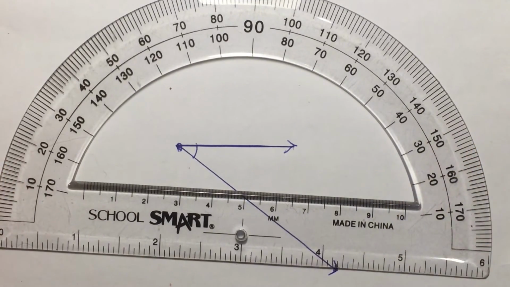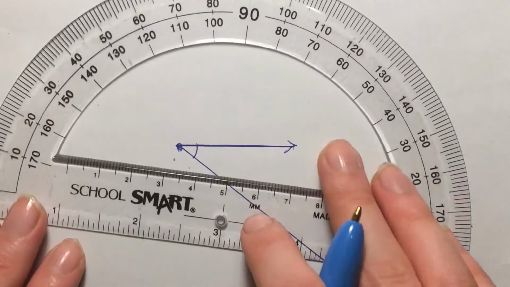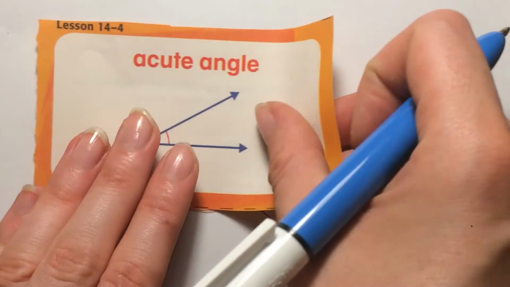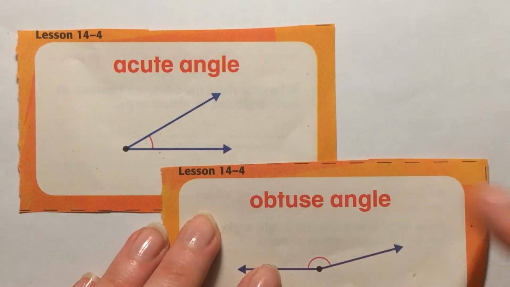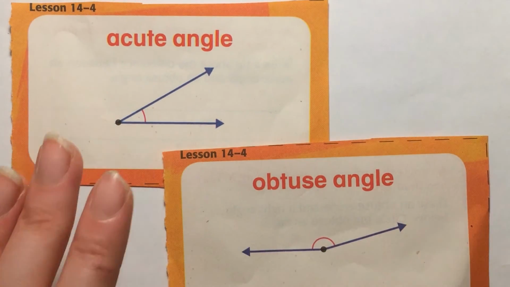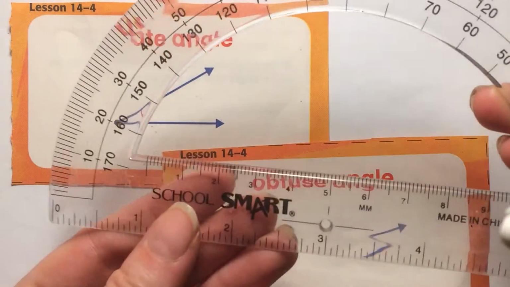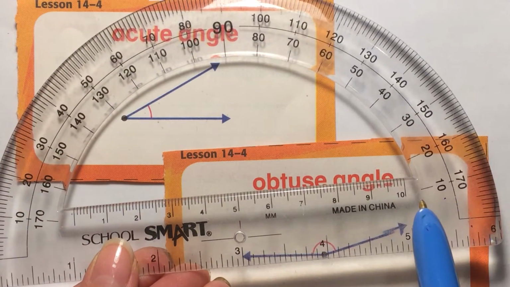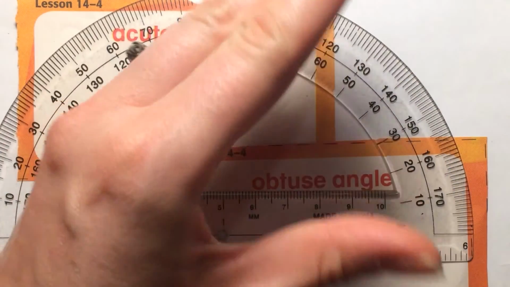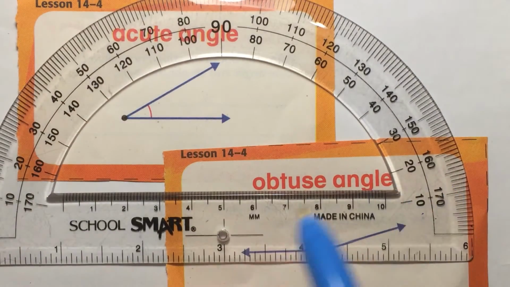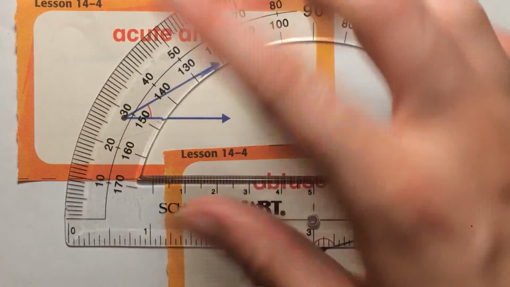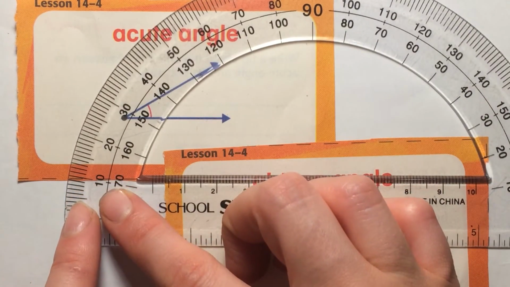So let's measure this angle I just drew. Well, we need to know something first, though. We need to know the difference between an acute and obtuse angle. Why? Because there's two sets of measuring on a protractor. One, if you start over here and open up like this, then this side is 0. But if you start over here and open up this way, this side is 0.